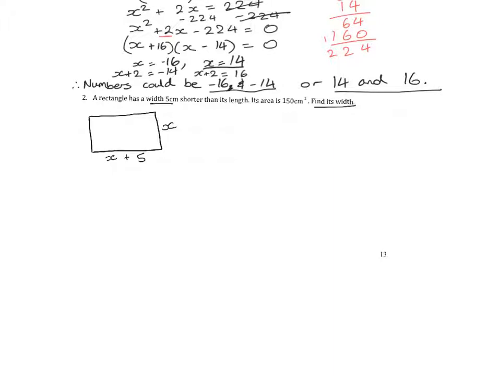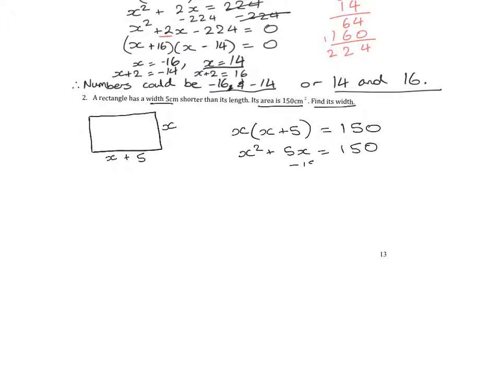Now, the other bit of information we've got is the area is 150. To find the area of a rectangle, obviously you do the length times the width. So in other words, x times x plus 5 must equal 150. So I need to solve that equation now. So expand the brackets.